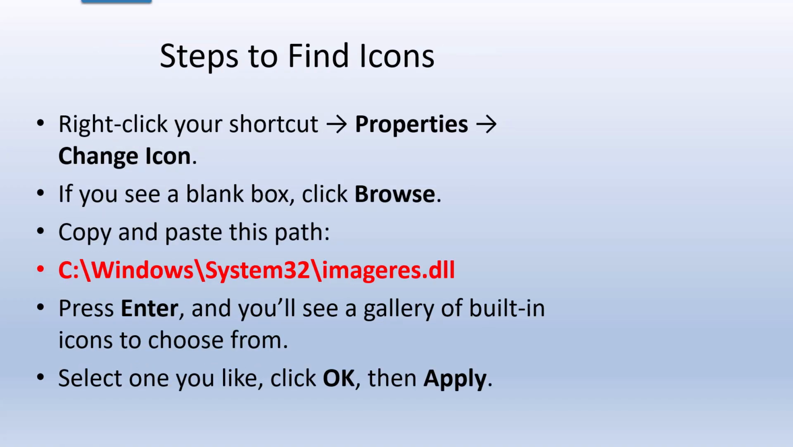Steps to find icons. Right click on your shortcut, properties, and then change icon. You'll see the blank box and then browse, and this is the path that you need to find it if you need to do so, and press enter and you'll see a gallery of built-in icons to choose from, and choose OK and then apply.